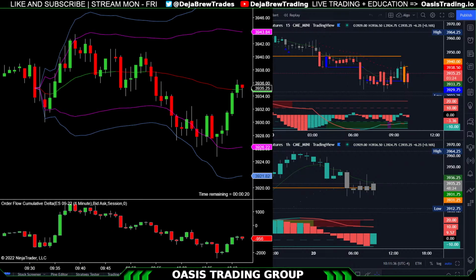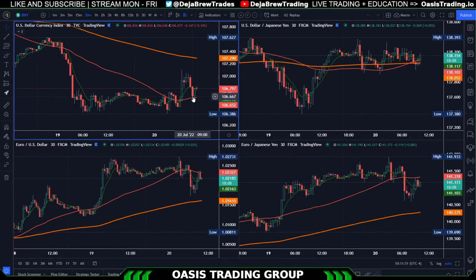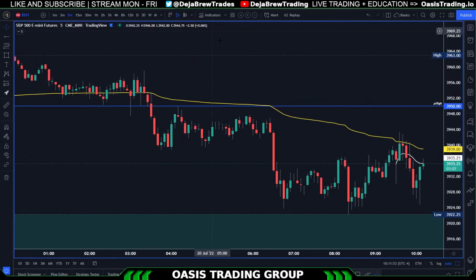Sorry, you guys can't see my chart. Here you go. 5-minute, you can see that pinch. We have a pinch going, but it hasn't confirmed a direction. It looks like it wants to go down, but you would have to break the 0 line here. Dollar not really reacting to that news.